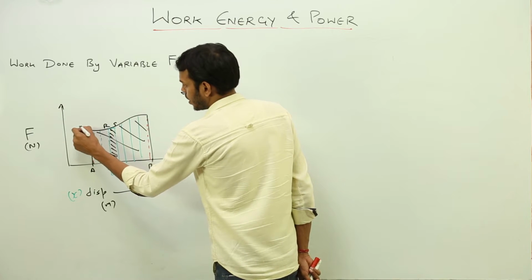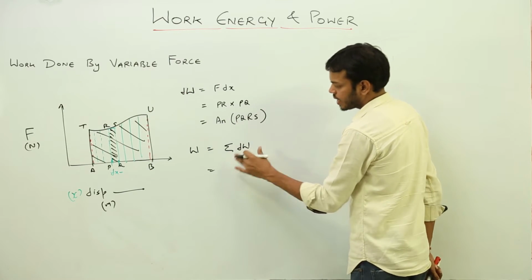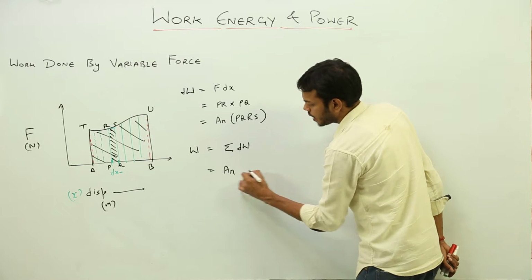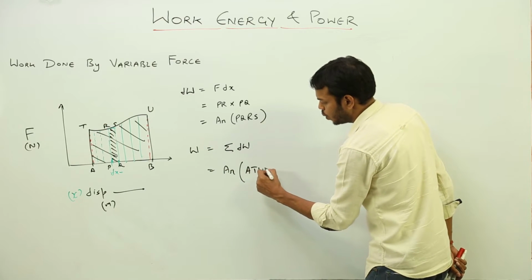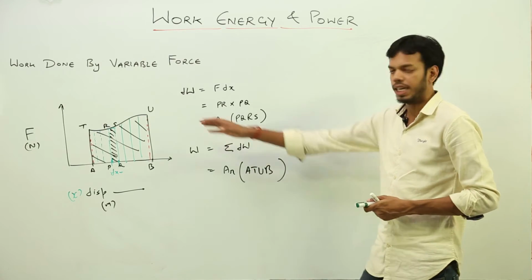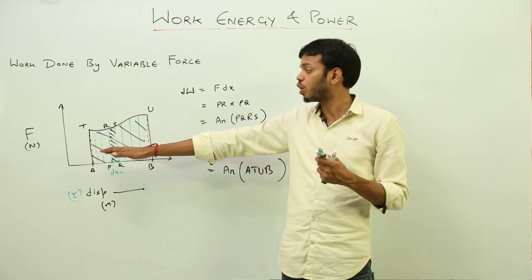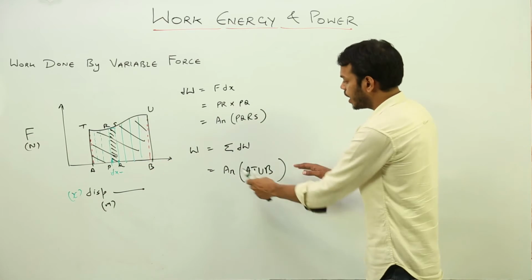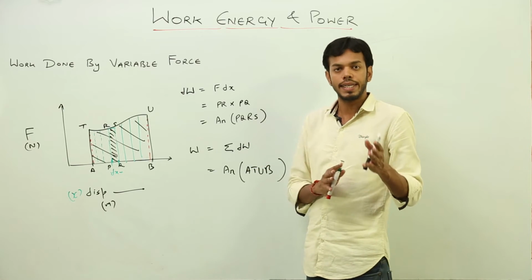So the entire summation of work done is equal to what? This is the area under the curve, that is ATUB. Now this is something which can easily be deduced from any graphical relationship between force and displacement. If there is a case of variable force and you have to find the work done, just find the area under the curve and you will get the complete work done, which is the total area under the curve. Now there should be some mathematical expression as well.